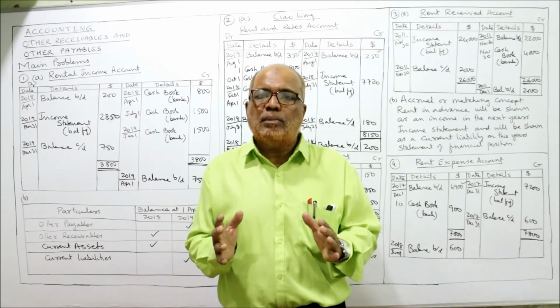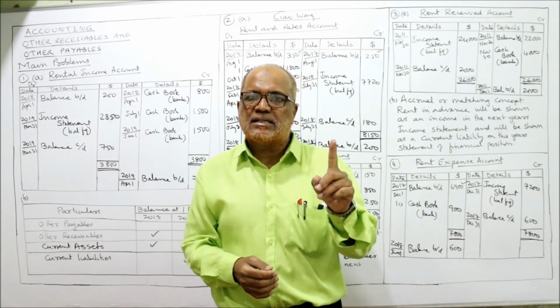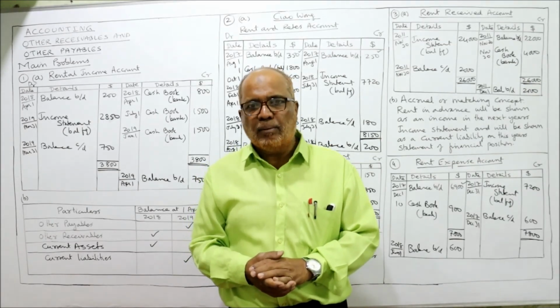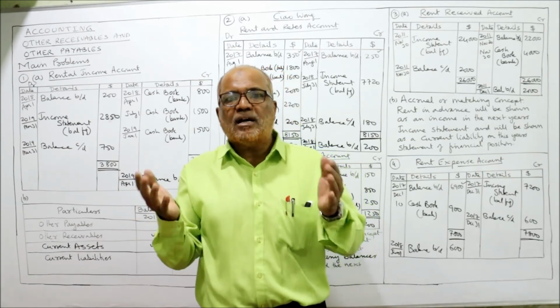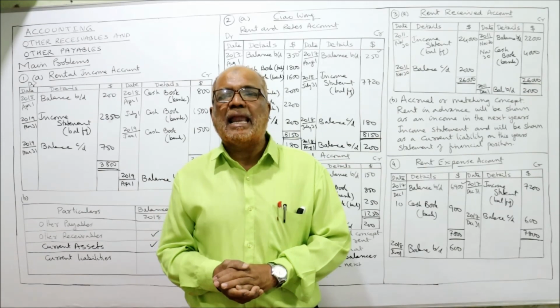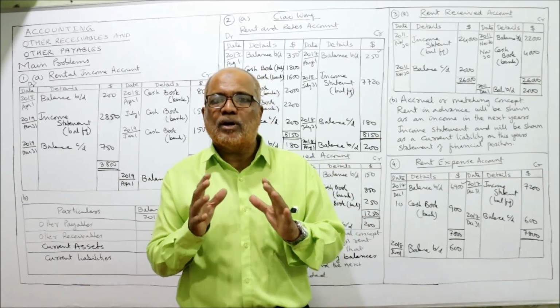And the point you have to remember: if expenses are paid in advance, it's an asset. An asset will show a debit balance. If the expenses are due in arrears, outstanding, it's a liability, and a liability will show a credit balance. That point you have to remember.